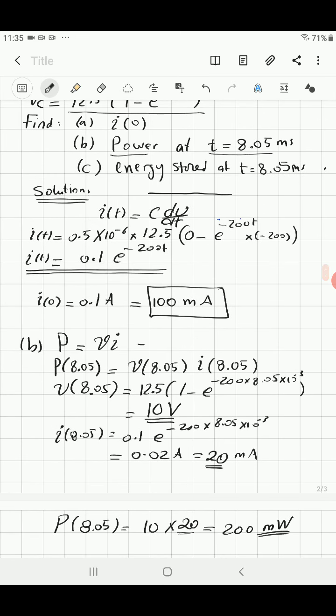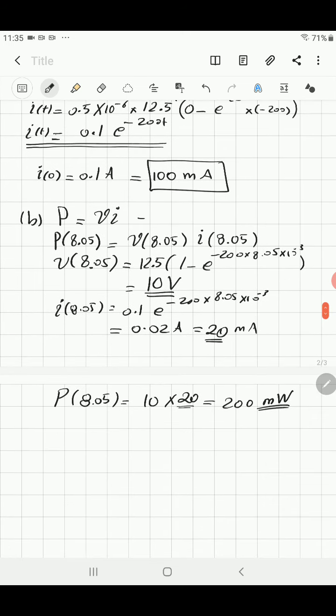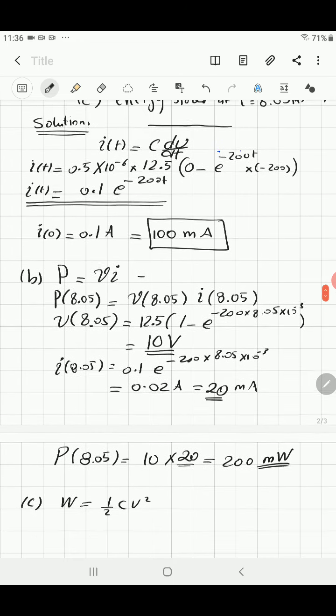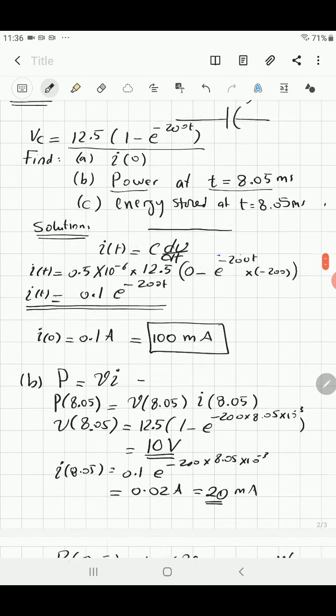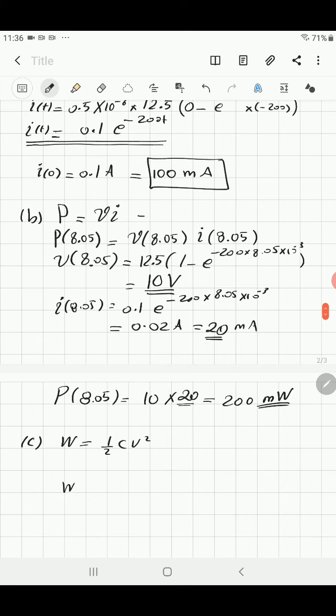Part C, the energy stored at time t equal 8.05. How do you find the energy? I know that the energy is equal to 1/2 CV squared, and you can do that. But I have another formula to use also. Why don't I use this one? Is it wrong? No, it's right. But when I square the voltage, I want to do it in a different way, not square the function. So I will say the other formula is that the energy is equal to the integration of power with respect to time. That will make it maybe simpler. So the integration of the power, and power is equal to voltage times current.